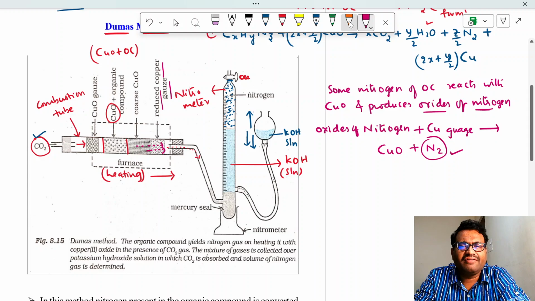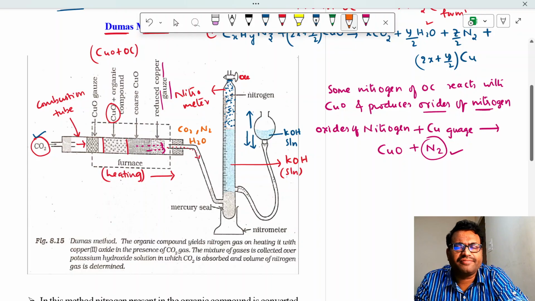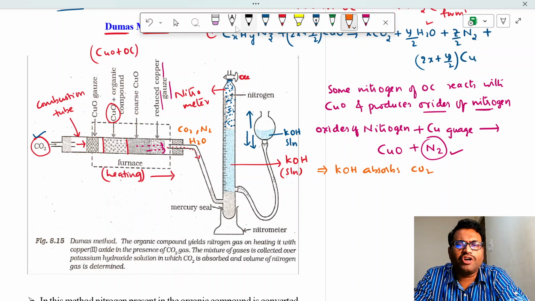Carbon dioxide, nitrogen and water vapor. So copper remains in the combustion tube. When the gases pass through this tube, they pass through KOH solution. So what does this KOH solution do? KOH absorbs carbon dioxide. And this nitrogen gas along with water vapor occupies the upper region of the nitrometer.